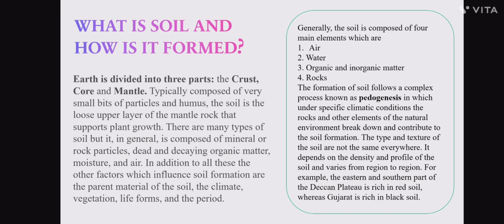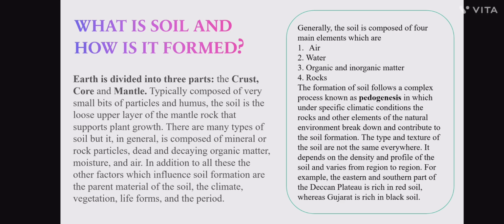Earth is divided into three parts basically: crust, core and mantle. And these are composed of very small bits of particles and humus. The soil is the loose upper layer of the mantle rock that supports plant growth. There are many types of soil, but in general it is composed of mineral and rock particles, dead and decaying organic matter, moisture, and air. So, generally, the soil is composed of four main elements, which are air, water, organic and inorganic matter, rocks. The formation of soil follows a complex process known as pedogenesis.